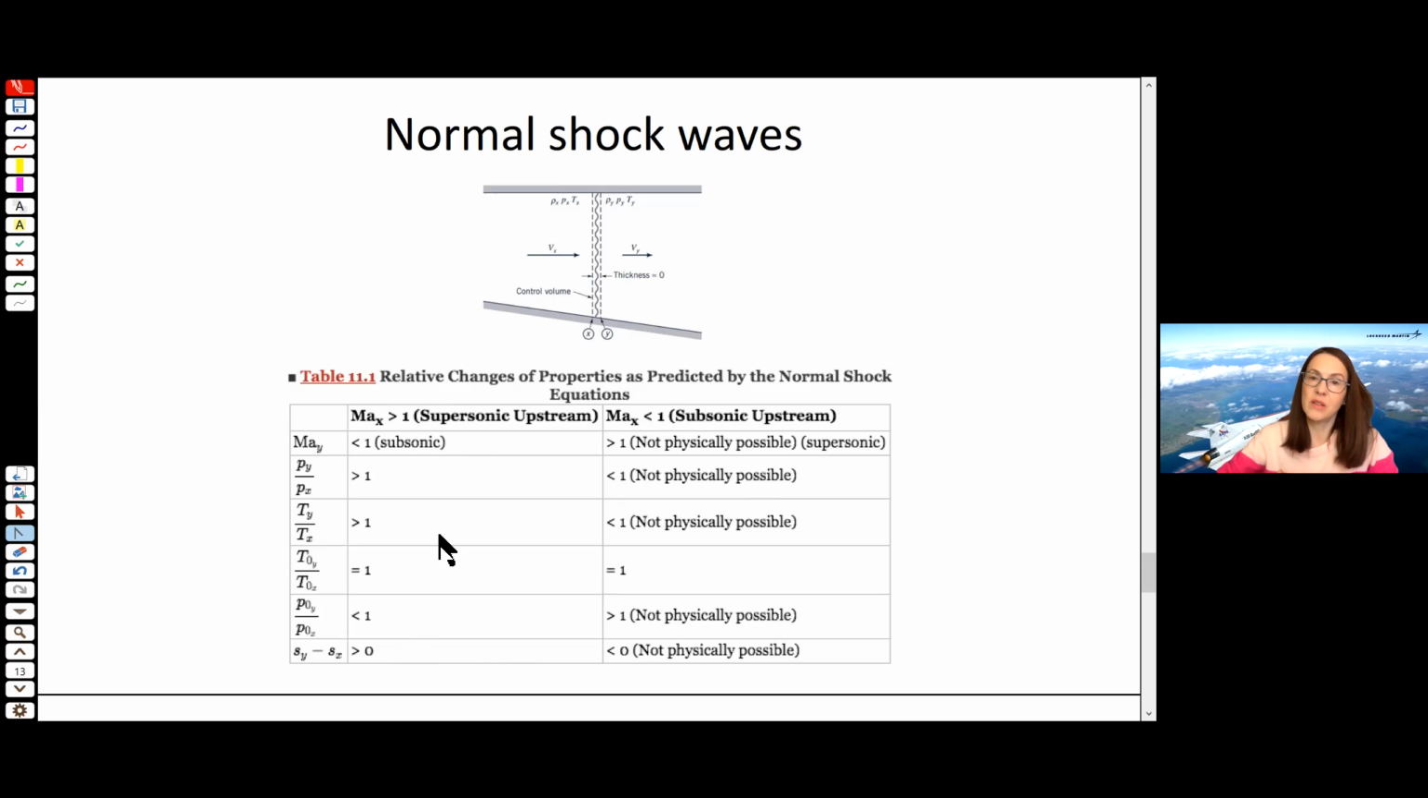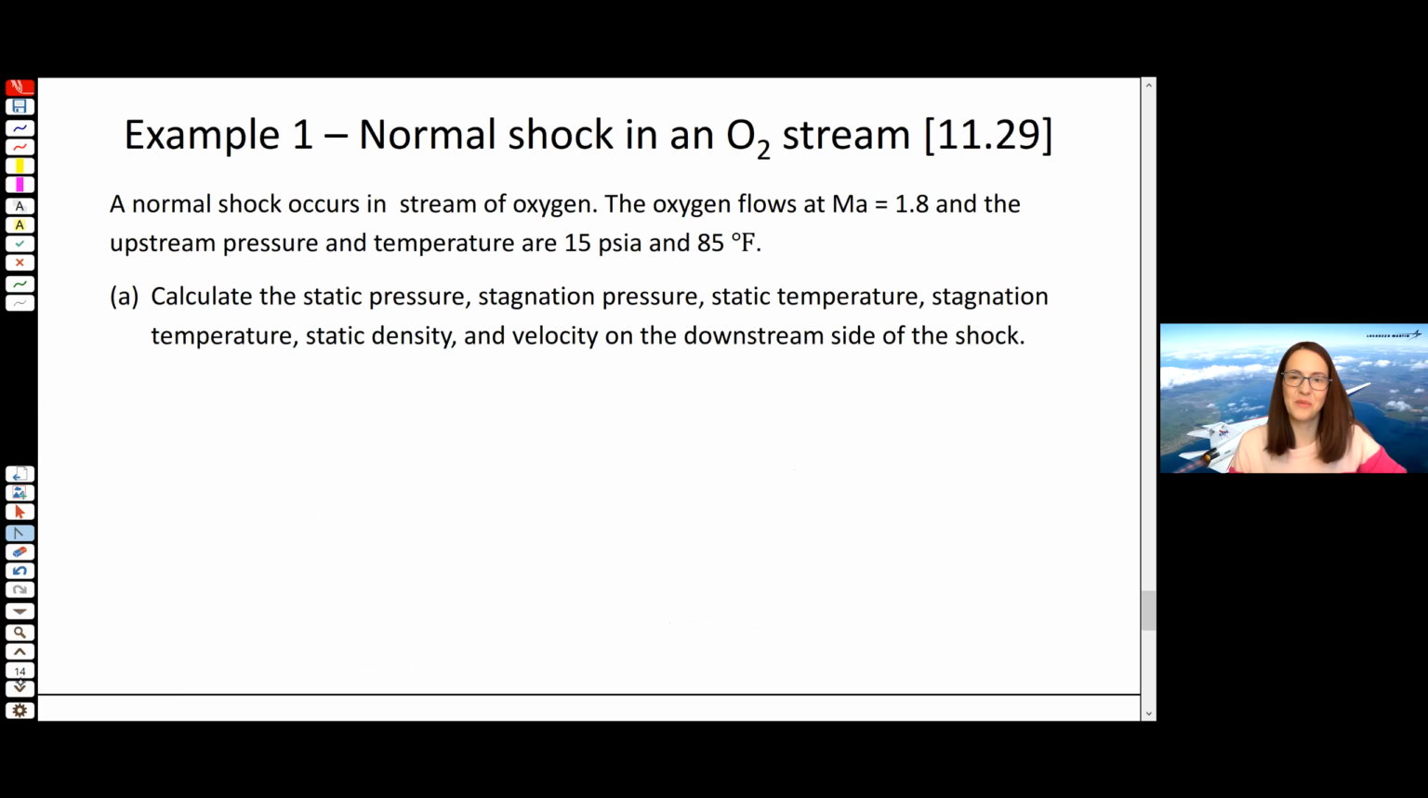And all of the other thermodynamic properties, not the stagnation ones, but the static properties, increase, right? So we have an increase in static pressure, increase in static temperature, and then for the stagnation properties, temperature is constant, but the stagnation pressure decreases because we've lost some energy from the flow and it's gone into entropy instead. All right, it's time for an example. Are there any questions about the relationships that we derived today before we start on the example?